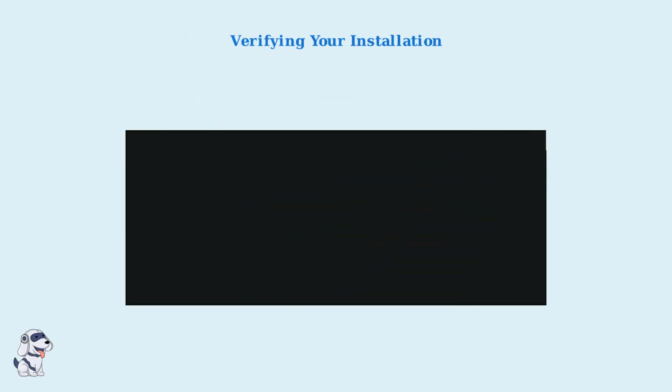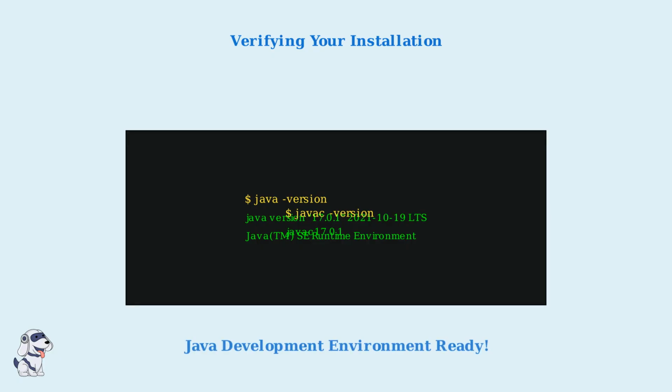Finally, verify your installation by opening a terminal or command prompt. Type java -version to check the Java runtime and javac -version to verify the Java compiler. Both commands should display version information, confirming your setup is complete. Congratulations! You now have a complete Java development environment set up and ready for programming. You're prepared to start writing and running Java applications.